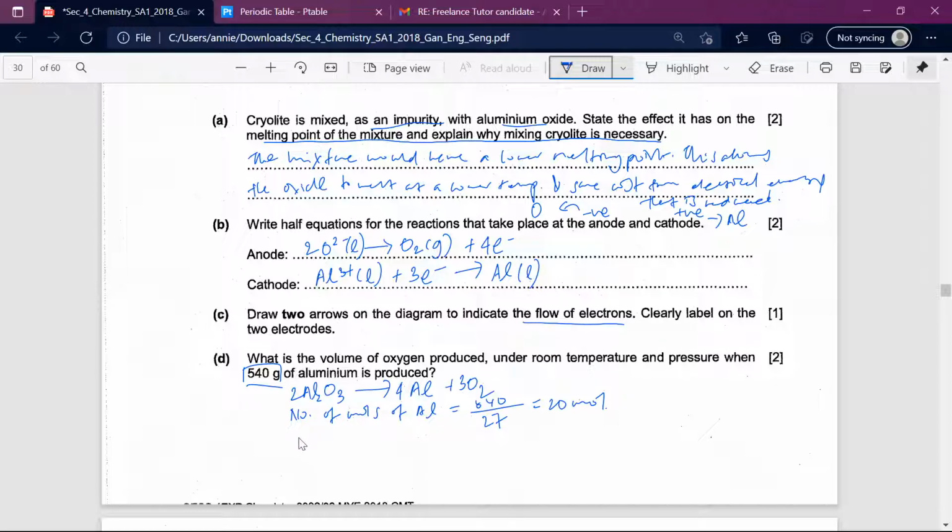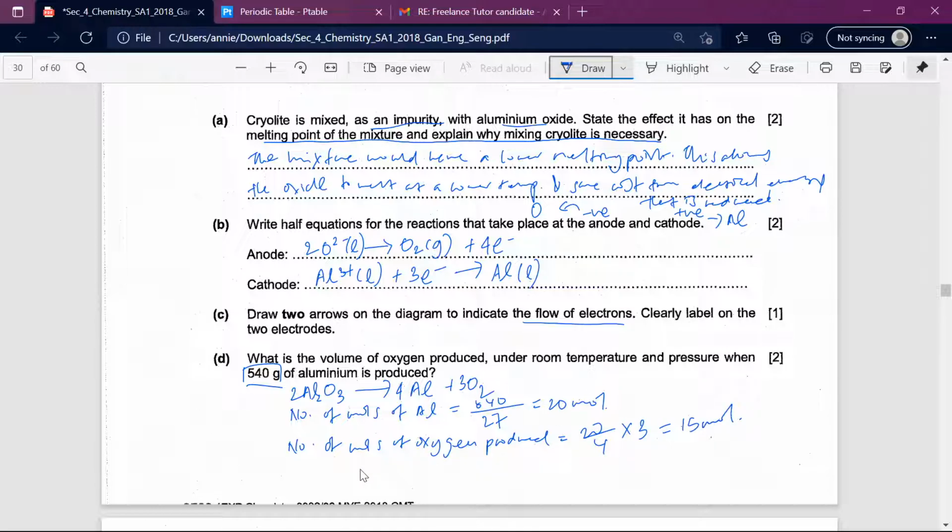So the number of moles of oxygen produced will also be in the same mole ratio. So here we'll have 4, you will produce 3 of the oxygen as well. So 20 divided by 4 times 3 is equals to 15 mole.